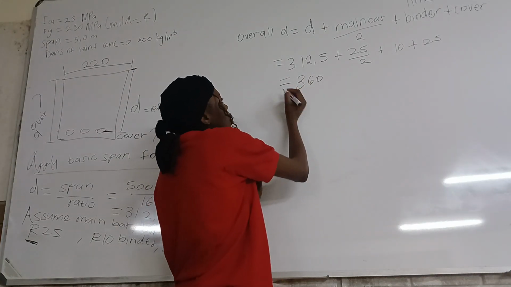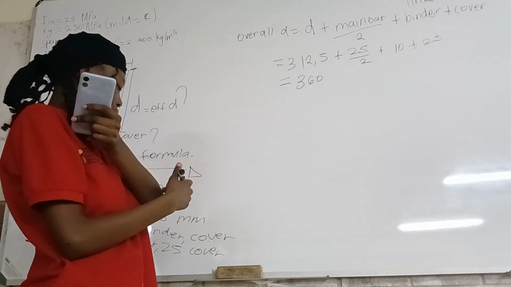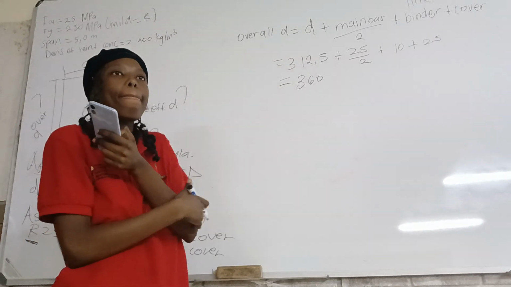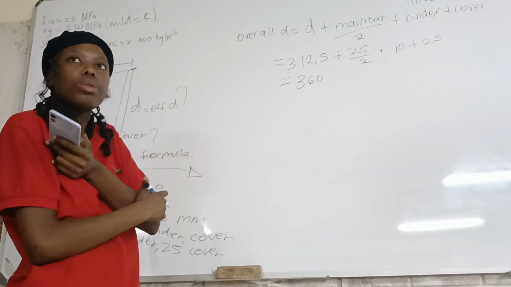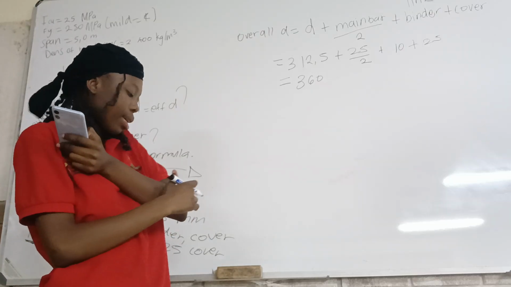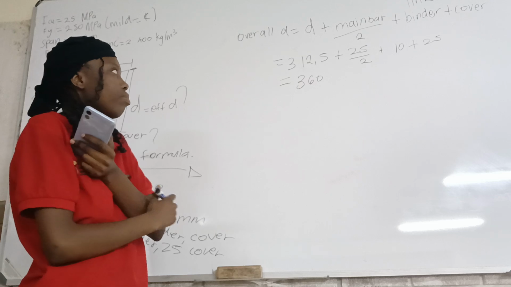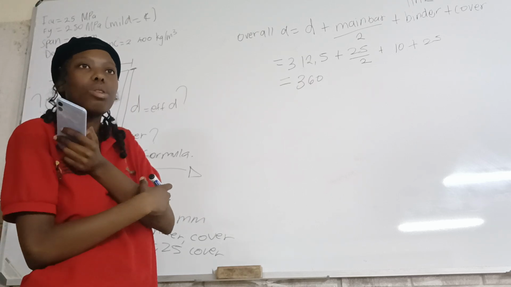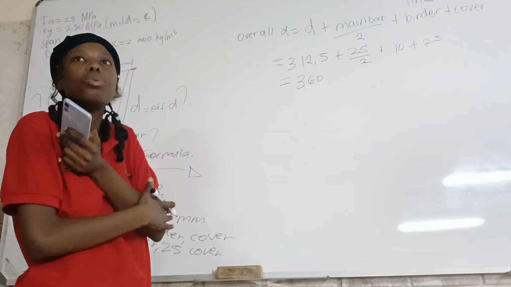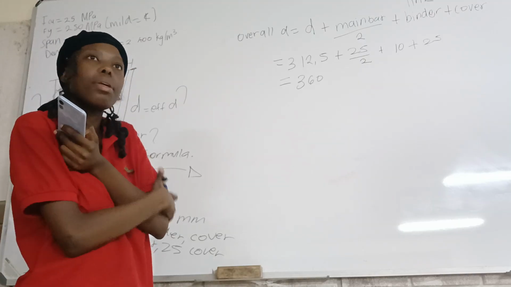360. So, 360. What do we do? We got 360. What do we do? Why add the 5? Already it's a whole number. So, return to the example. Do we leave it like this or do we do something?